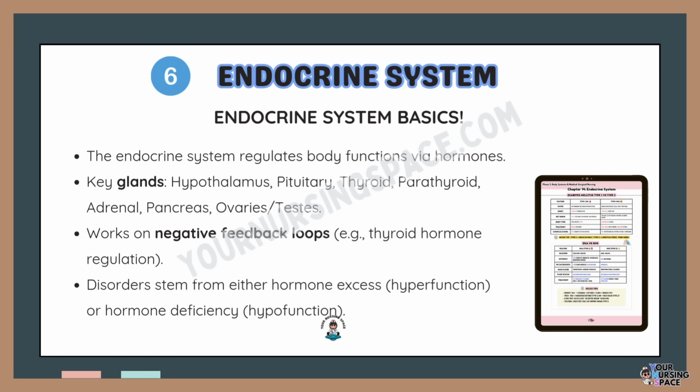When something goes wrong in the endocrine system, it usually means there's either too much hormone, called hyperfunction, or not enough hormone, called hypofunction. That's why understanding endocrine disorders is really about recognizing which hormones are missing, excessive, or completely out of balance and how that affects the body.